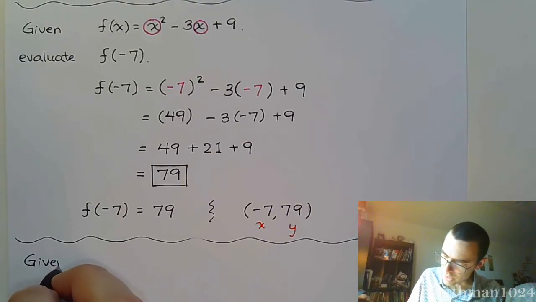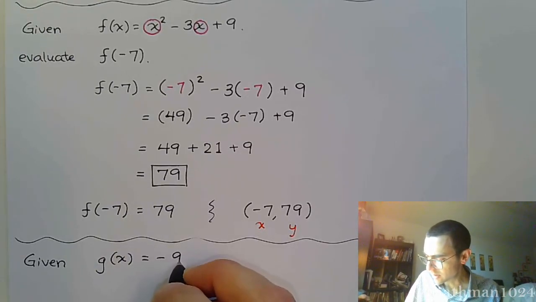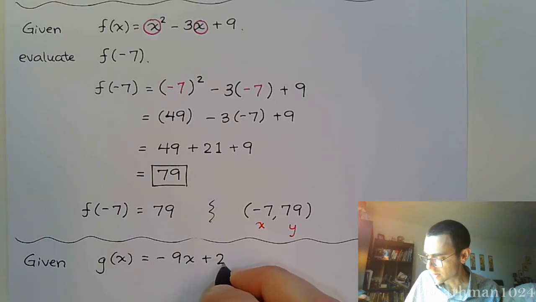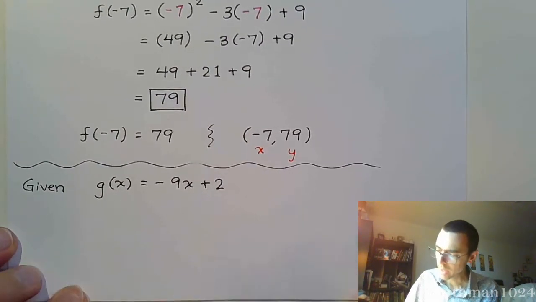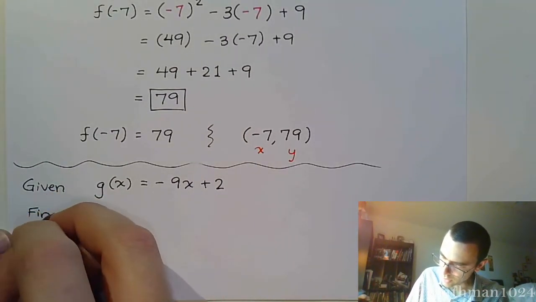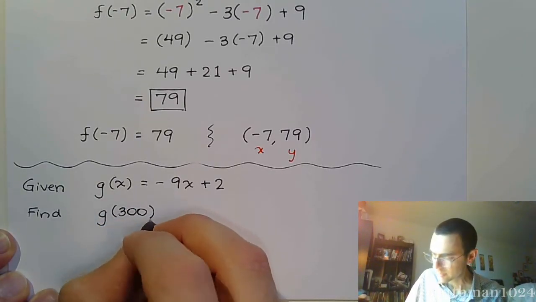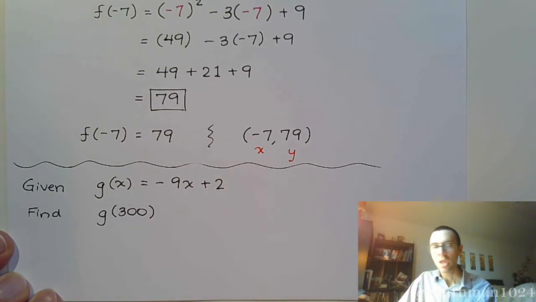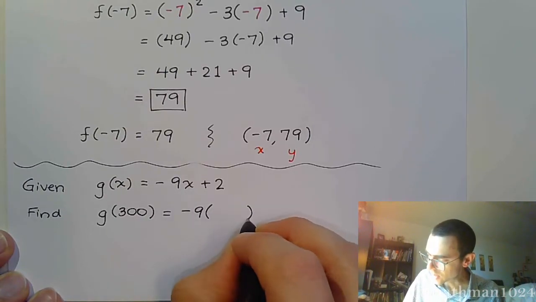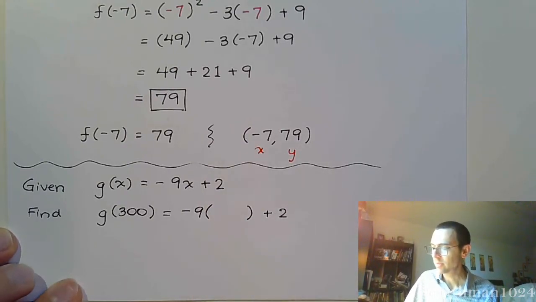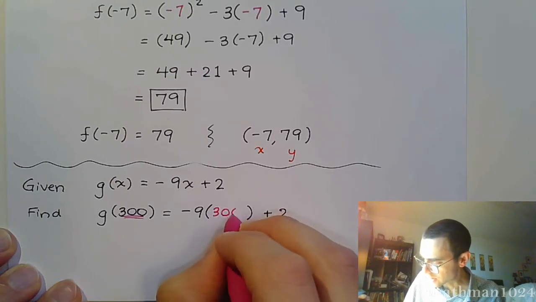Now, a lot of times we use f of x, but sometimes we use g. So I can say g of x is equal to negative 9x plus 2. And I could say find or evaluate g of 300. And all that means for us is that we take this function and we replace the x's with parentheses and we plug in the input value in place for x, like that.